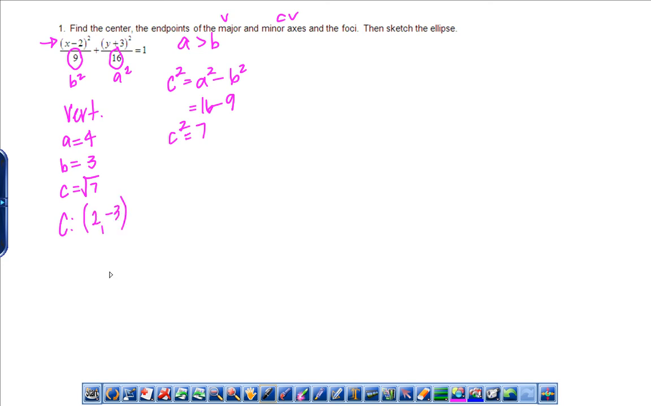Now, you can go ahead and find your vertex, co-vertex, and your foci by this information, but I like to kind of sketch as I go. So that's what I'm going to do. I have a center at (2, -3), and you're going to label everything with the initial. And I know this is going to be vertical, so this is going to go up and down. Okay, vertex. You know your vertex you're going to get from your A value. That's your major axis.